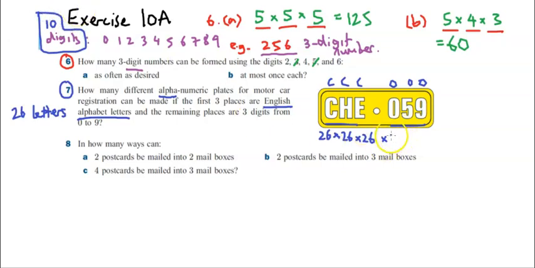So that gives us 10 choices for the first digit, and then for each of those we have 10 choices for the second, and for each of those we have 10 choices for the third. So in total we have 26 cubed times 10 cubed, or 260 cubed I guess, and that gets us 17,576,000.